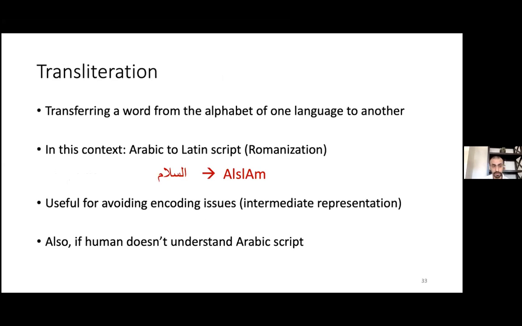Also, there is something called transliteration. Transliteration is the process of transferring words from the alphabet of one language to another. So in this context, you want to transliterate or convert Arabic script into Latin script. Here's an example of salam in Arabic script and Latin script. And this is useful to avoid some coding issues, or if you deal with a system that does not support Arabic script. Also, you can read in many scientific papers about Arabic NLP that people use some transliteration scheme because they assume that readers maybe can't understand Arabic script.